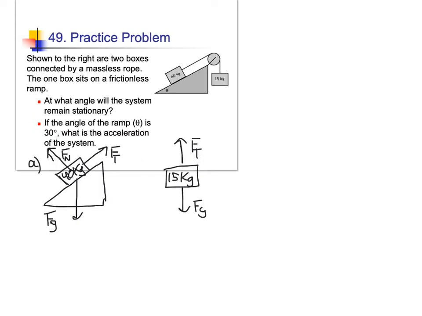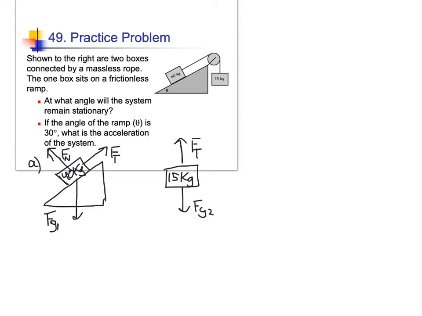And those are actually the only two forces on that box. The one thing I'm going to do is call this FG1 and that FG2. They are two different forces of gravity because they're two different masses, so we should call them two different things. Now it's okay to call these FTs the same thing though because they are the same force.